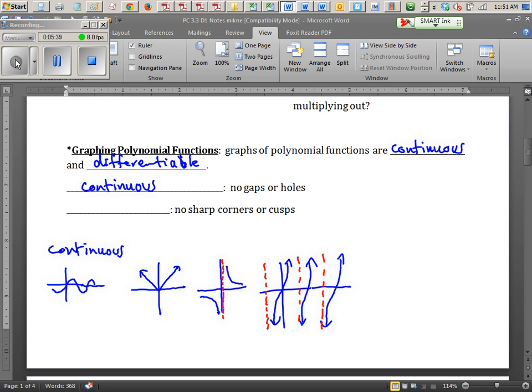Okay, so this leaves us with a question. Can you think of a graph that is broken, that is actually discontinuous? There's one graph we drew this year where it's broken at values in the domain.